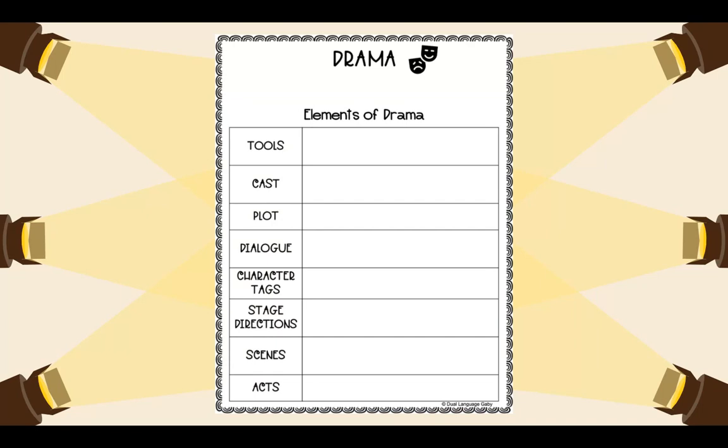So we're talking about drama. First, we're going to define what it is, and then we're going to talk about some of the elements of drama and what is used in a play whenever it's being performed.